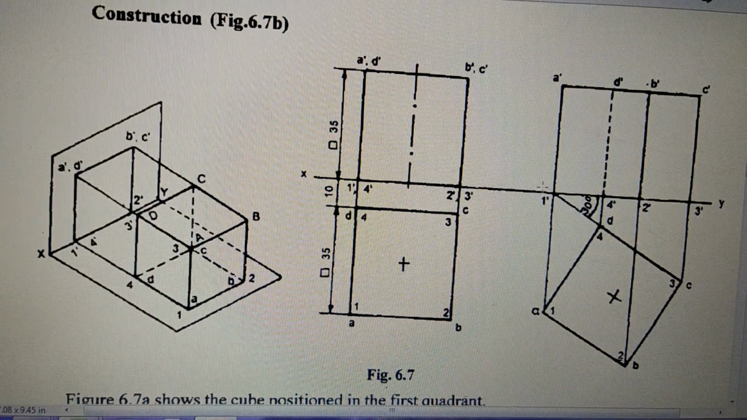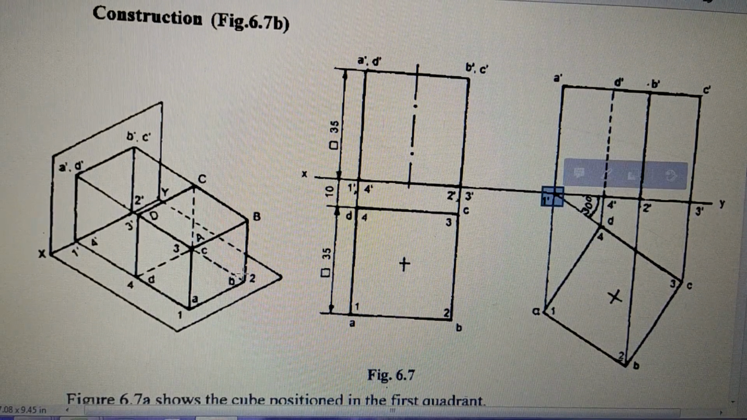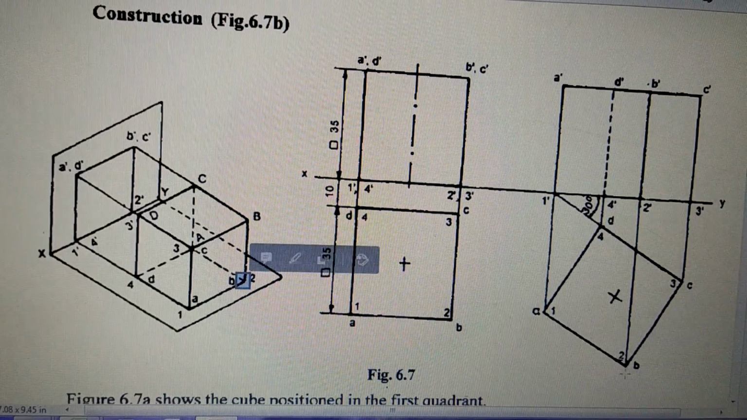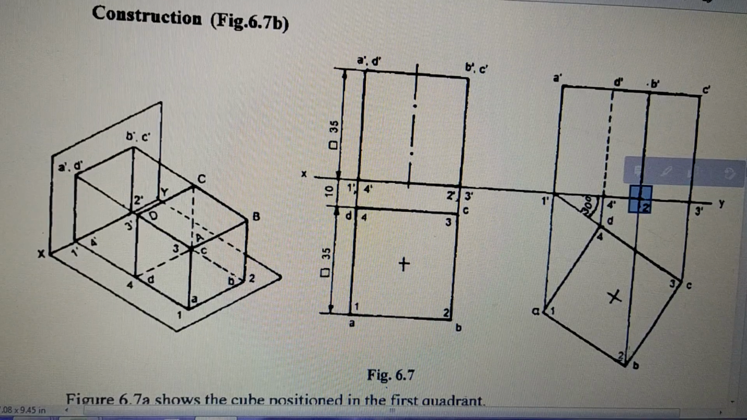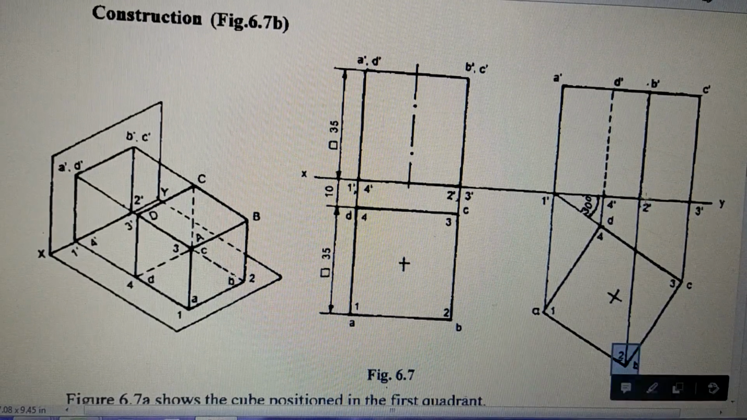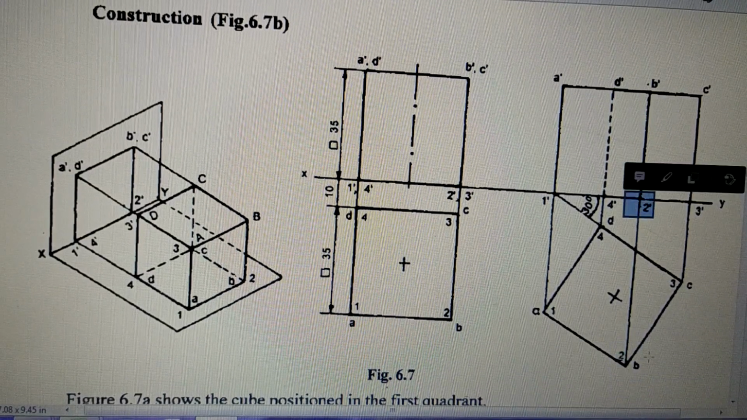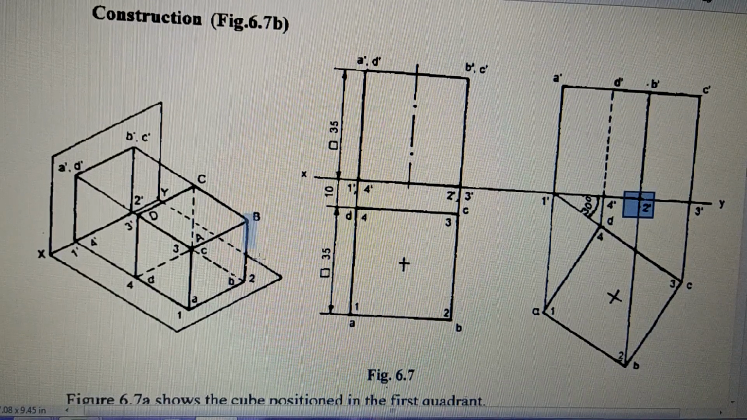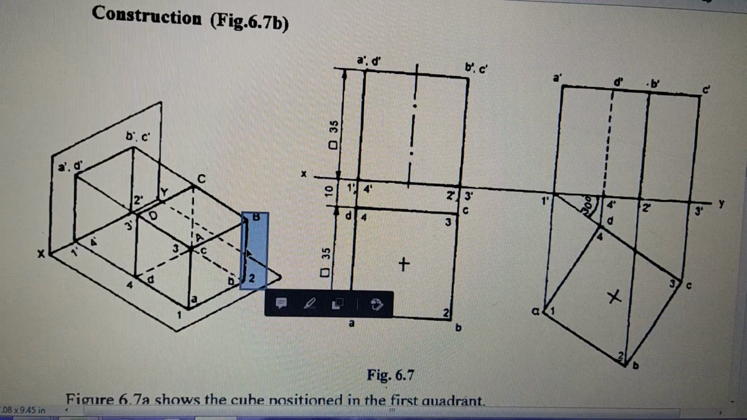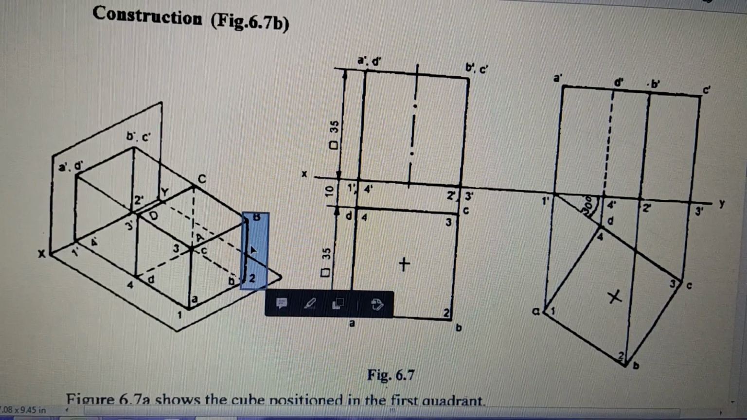Now this will be 1. This is 2 here. So this is 2 exactly here, because in the top view 2 is here, so in the front view 2 is here. And B is how much? You can see here 2 to B distance is the height of the prism, square cube, that is 35 mm.